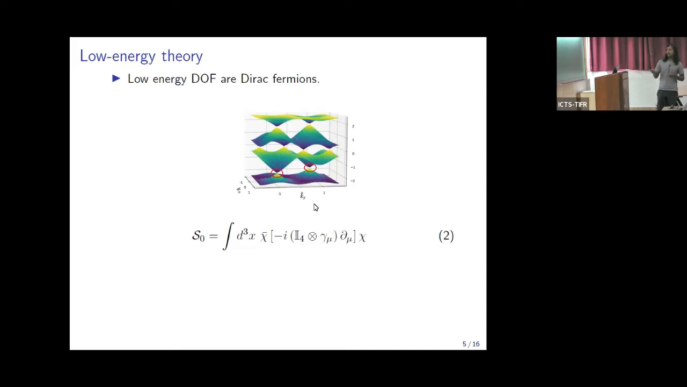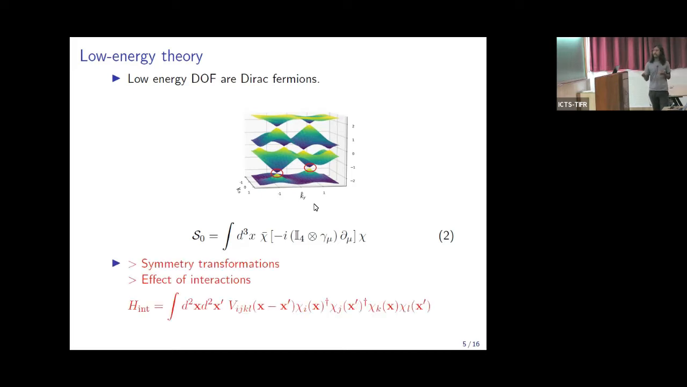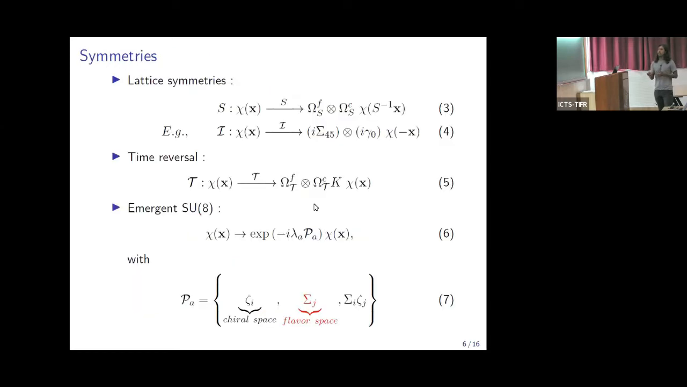Okay, so having derived this low energy theory and the low energy degrees of freedom, the next question is the following: how do these different degrees of freedom transform? And given the symmetry transformation, what are the different phases that are driven by this interaction? Right. So coming to the symmetries, first of all are the lattice symmetries, the translations and the rotations of the honeycomb lattice that we have.